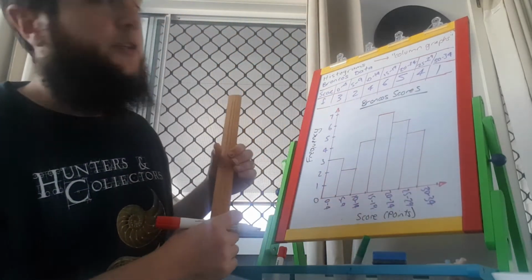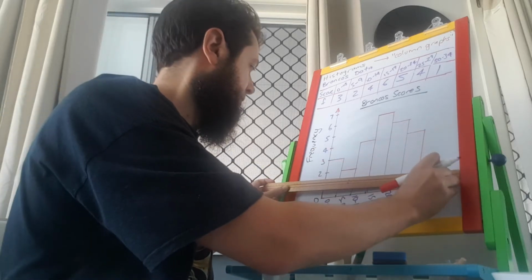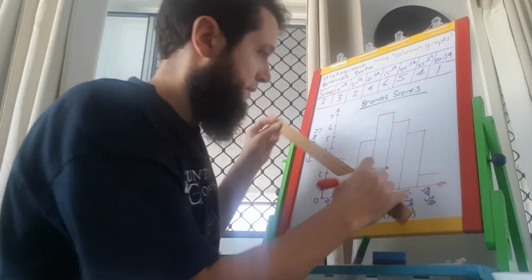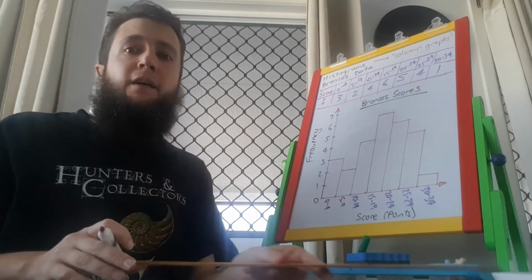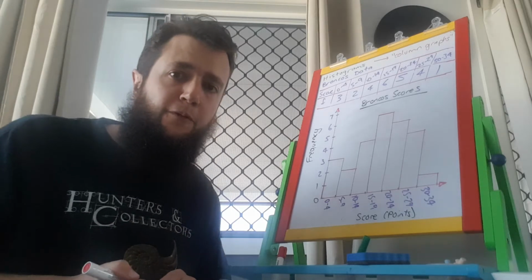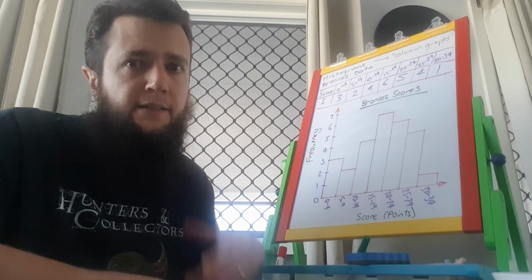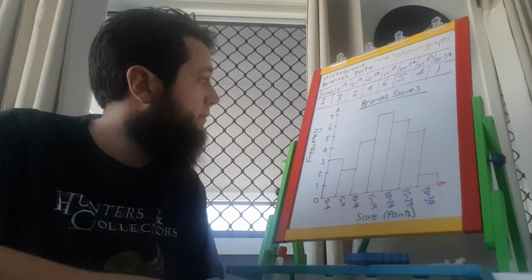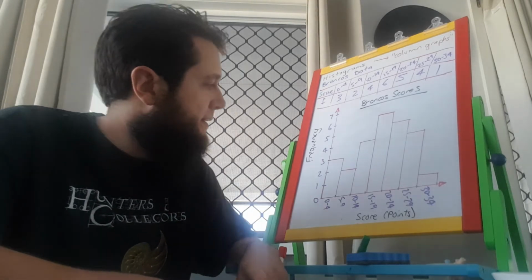And in the 30 to 34 category, there's only 1. We'll do a line across from 1. And that's it. We have a beautiful histogram. Now, in your book and in the questions, you may be asked all sorts of things from here. You need to be able to read off the graph to make sense of it.